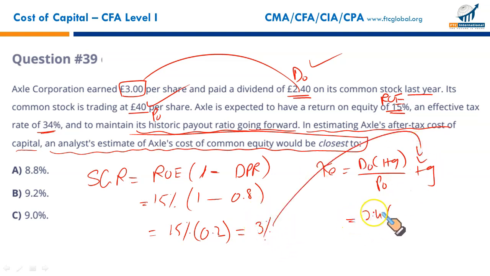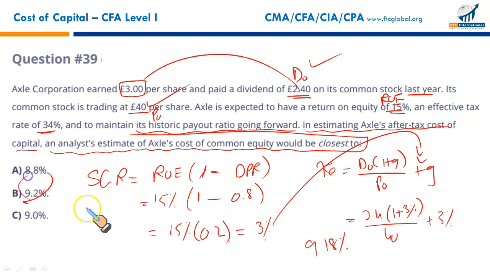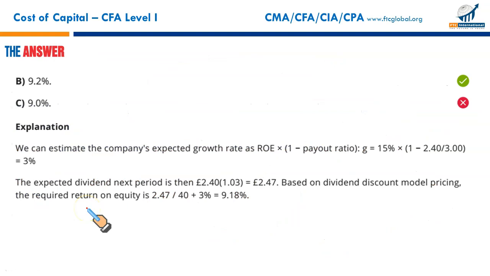Plug it in and you should get your result. 2.4, that's your current dividend. Growth rate is 3%, so 1 plus 3%, upon the current share price, that is 40. To this add the growth rate. Let me calculate all of this. 1.03 times 2.4 upon 40 times 100 is 6.18. To this add 3%, which gives you 9.18, and 9.18 is approximately 9.2. That makes B your correct option.